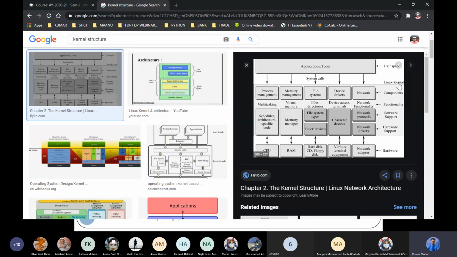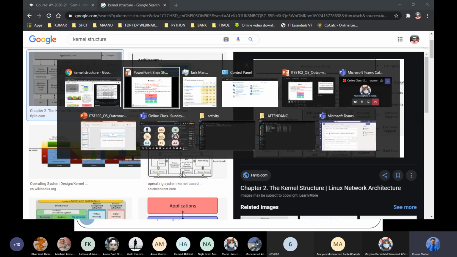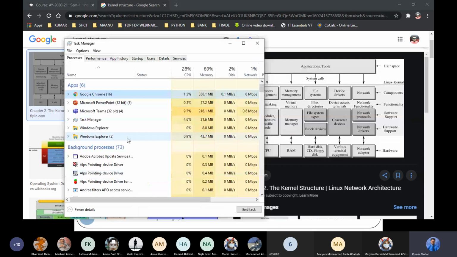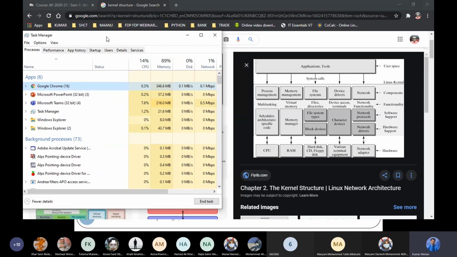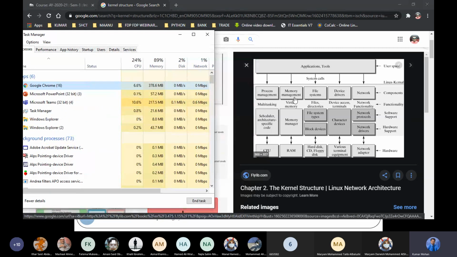See the Linux kernel. We have the hardware, and in between, some functionality: files and directories, virtual memory, multitasking, device drivers, file system, memory management, process management, network management. That's what I told you. So the kernel plays the important role of taking care of all your processes and applications. This is what your full operating system is. We are going to discuss process management, memory management, file system, device drivers, networks, schedulers, memory manager, file system types.